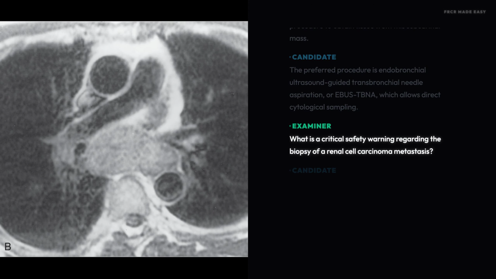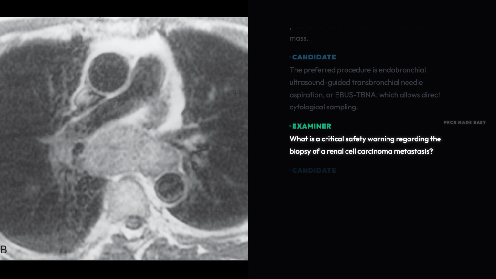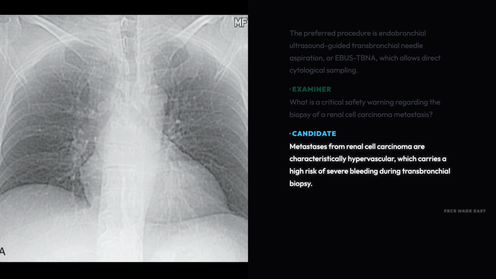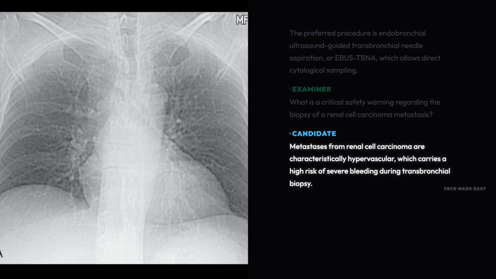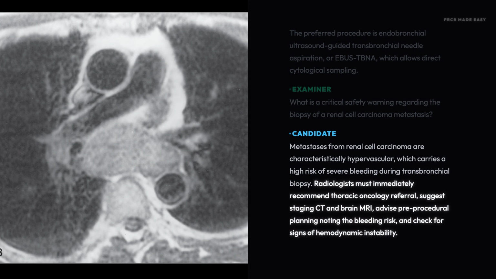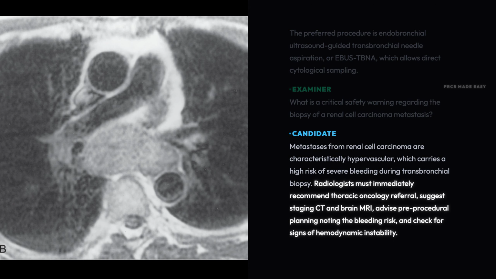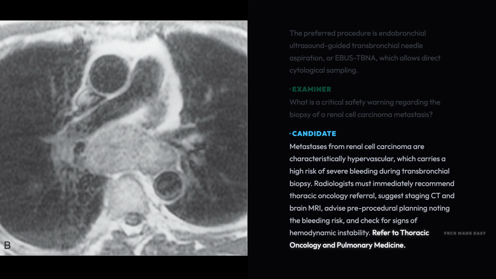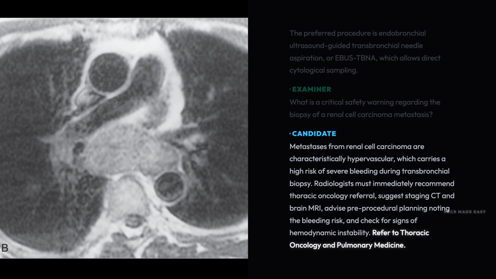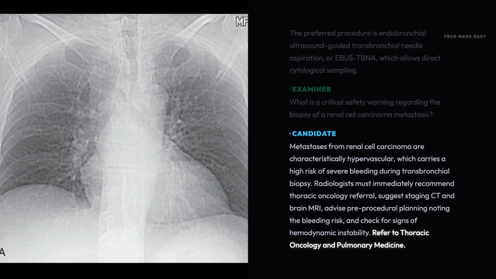What is a critical safety warning regarding the biopsy of a renal cell carcinoma metastasis? Metastases from renal cell carcinoma are characteristically hypervascular, which carries a high risk of severe bleeding during transbronchial biopsy. Radiologists must immediately recommend thoracic oncology referral, suggest staging computed tomography and brain magnetic resonance imaging, advise pre-procedural planning noting the bleeding risk, and check for signs of hemodynamic instability. Refer to thoracic oncology and pulmonary medicine.